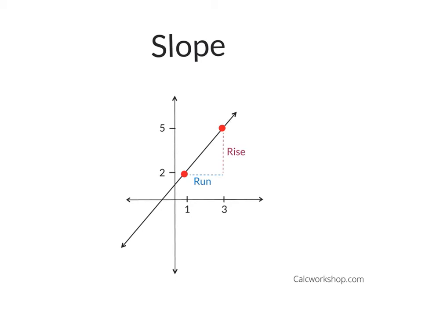Now you might see this as rise over run. We could also think of this as delta y over delta x, which is the change of y over the change of x. So in this particular example, our rise goes from 2 to 5, so we have a rise of 3. And our run goes from 1 to 3. So the difference in x's is 2. So our slope here would be 3/2.